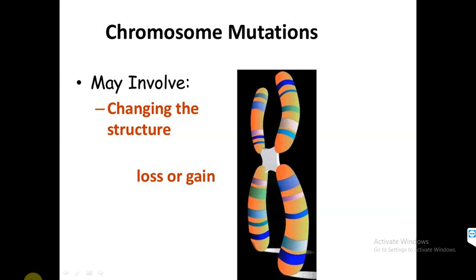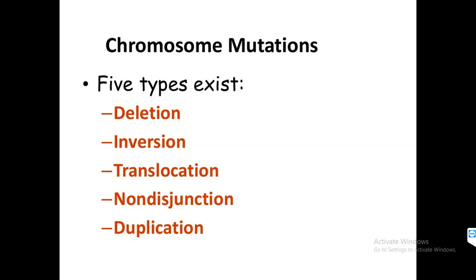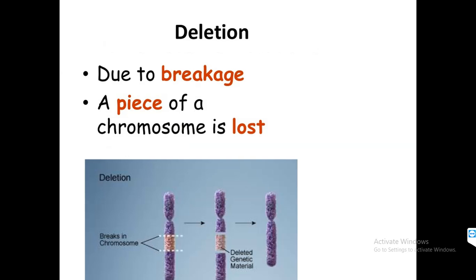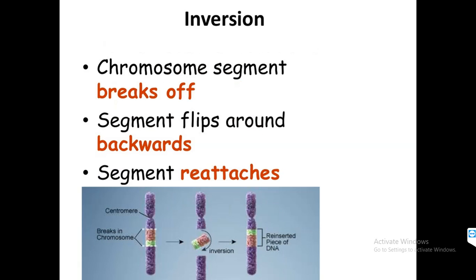There can be a loss as well as there can be a gain. So what are the 5 types of chromosome mutations that exist? Deletion, inversion, translocation, non-disjunction and duplication. Talking about the deletion, why does deletion occur?